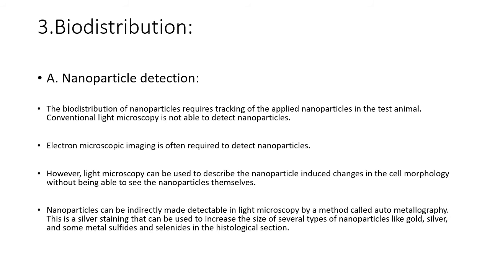However, light microscopy can be used to describe the nanoparticle-induced changes in the cell morphology without being able to see the nanoparticles themselves. Nanoparticles can be indirectly made detectable in light microscopy by a method called autometallography. This is a silver staining that can be used to increase the size of several types of nanoparticles like gold, silver, and some metal sulfides and selenides in the histological section.